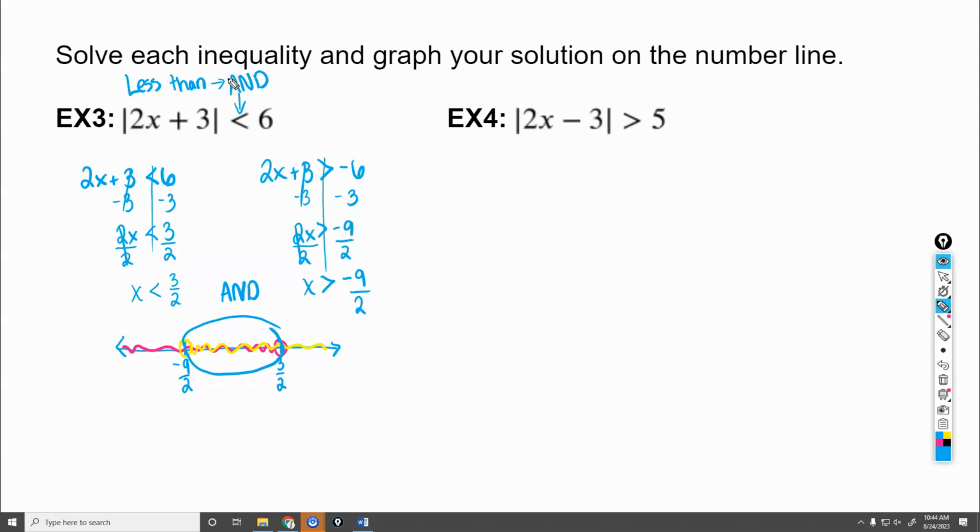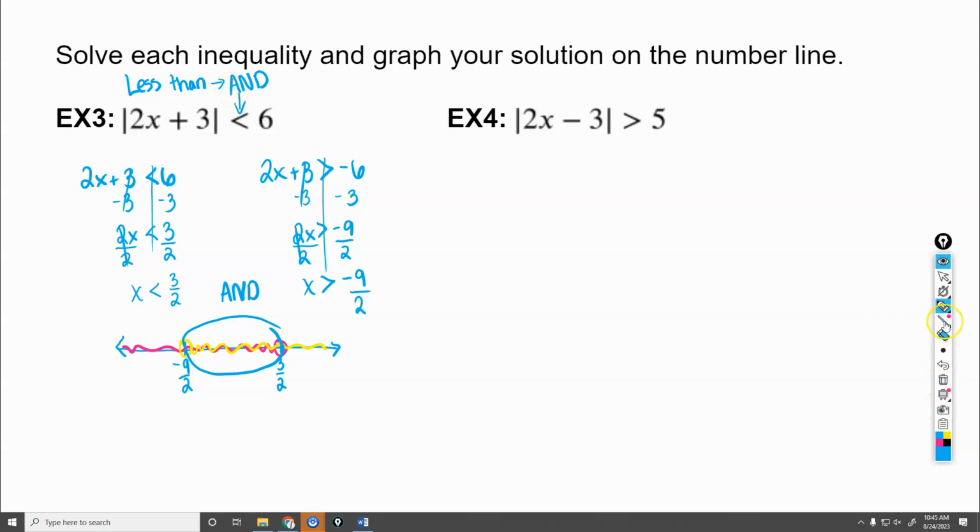Think about what we did at the very first. The distance is less than 3 from 0. So that's like the numbers in the middle close to 0. Versus greater, the numbers greater than 3 away from 0. Those are out there on the ends, right? So less than is going to be an and for that.